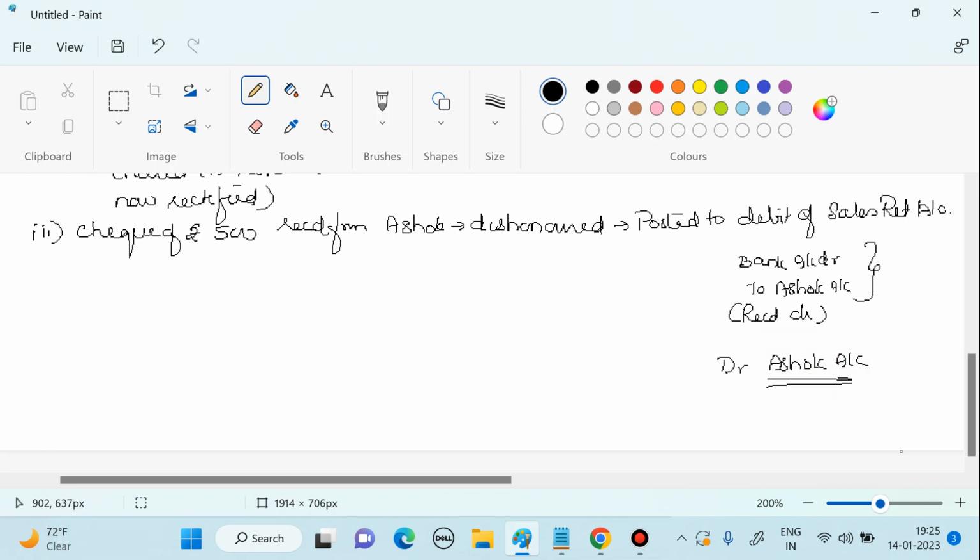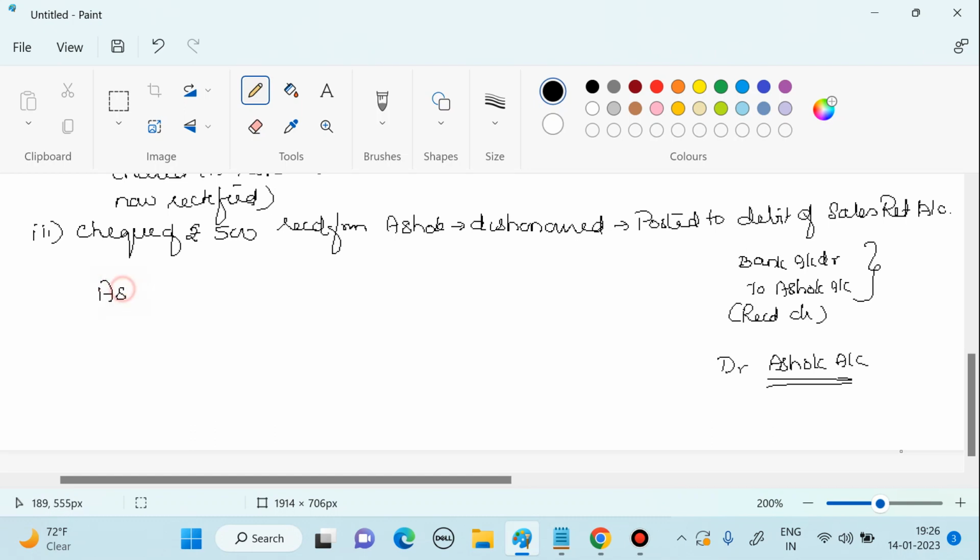Are you getting it? Yes, ma'am. But what happened? When the check was dishonored, they posted by debiting sales return. So sales return account got debited, which is wrong. It is not a sales return, it is a check being dishonored. So there's a wrong debit to sales return. The actual debit should have gone to Ashok.